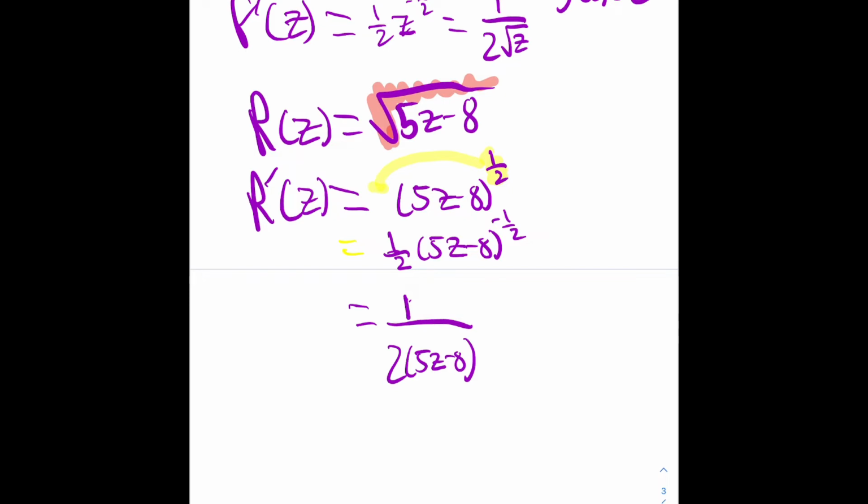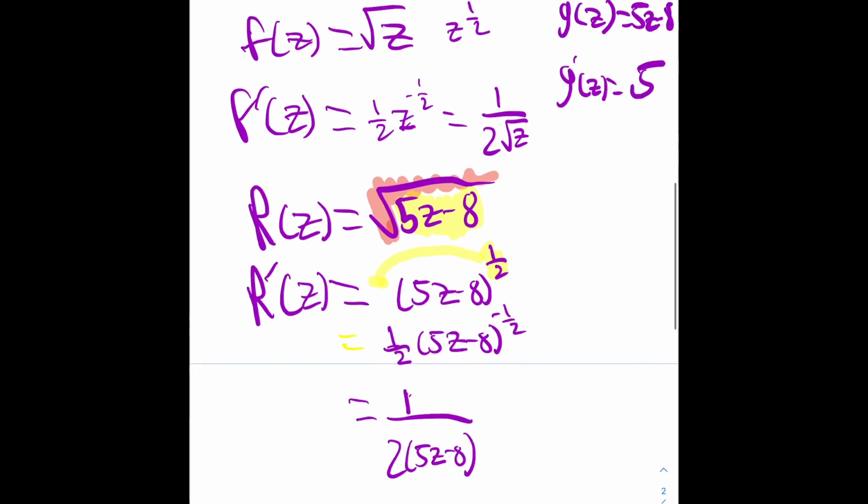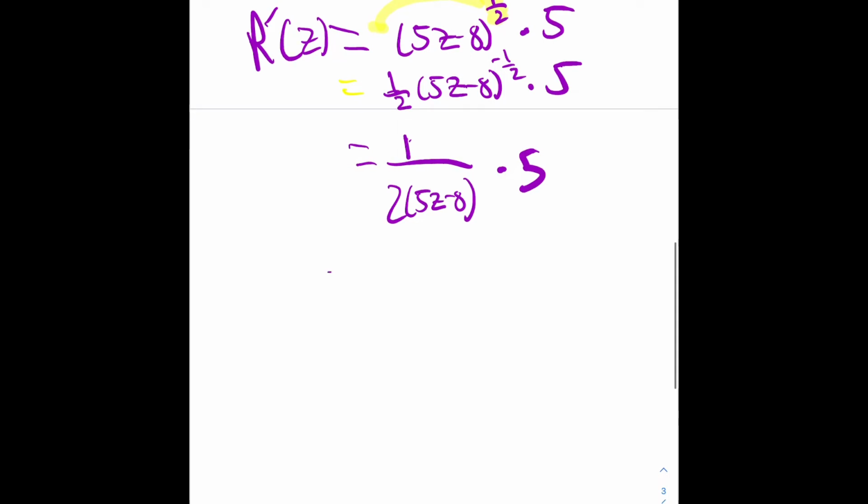All right, and then I need to keep going. Now I'm going to focus on just the inside part of my function, which again was 5z minus 8. We said that the derivative of 5z minus 8 is just 5. So in each of these steps, I'm going to multiply by that new derivative. So my final answer is going to give me 5 over 2 times 5z minus 8 to the 1/2, which I like to write with a square root sign.